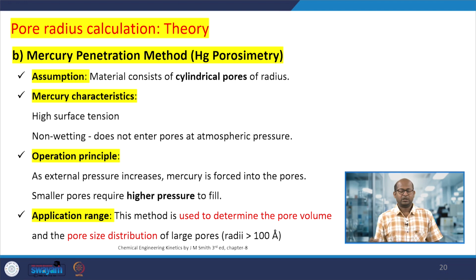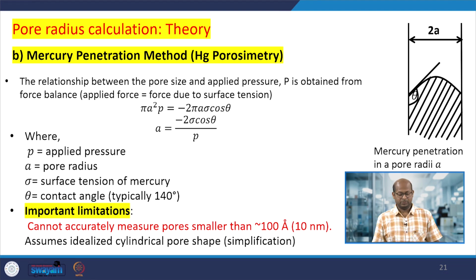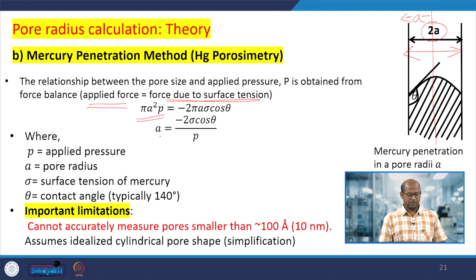Now, pore radius calculations. There is also the mercury penetration method available, using a force balance. If we apply some force, it equals the force due to the surface tension. Here there is some angle, and the pore radius is a, small a. The cross-section area is pi r squared, and the applied pressure equals force per unit area. So we are doing a force balance: the force due to the surface tension equals the force due to the applied pressure. Okay, so we can use these equations.